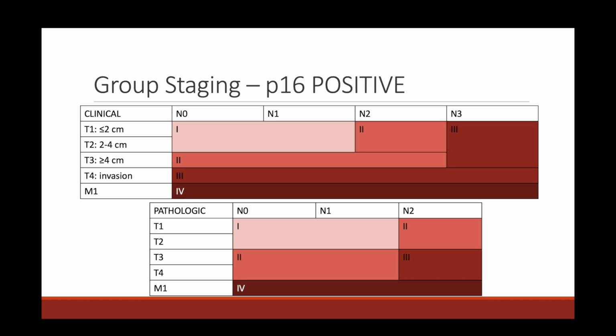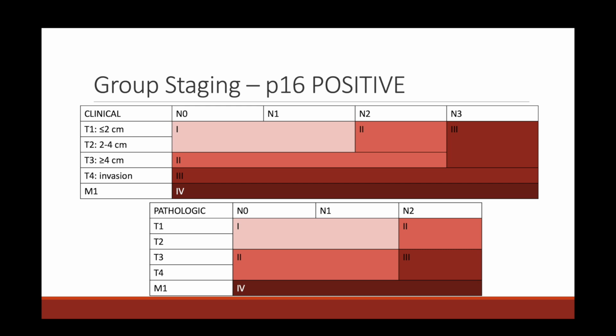Now compare that to the group staging for P16 positive tumors, and you can see that there's a lot less dark stage 4 color on here, and there's a lot more light stage 1 and stage 2 on here. That is because for P16 positive, we allow things to be more aggressive, and we still have a lower group staging for them because these have a better prognosis. So of course, it's very confusing, and there's a different group staging system for clinical versus pathologic P16 positive.